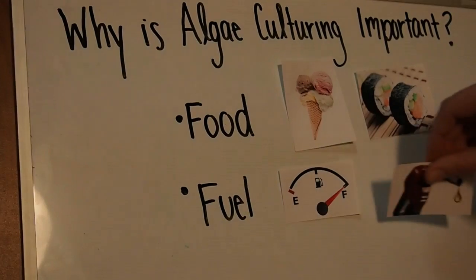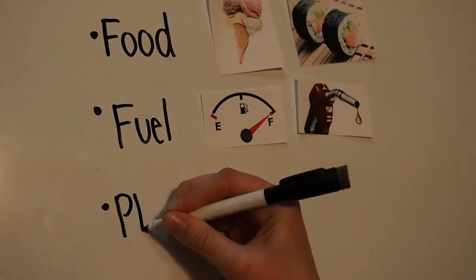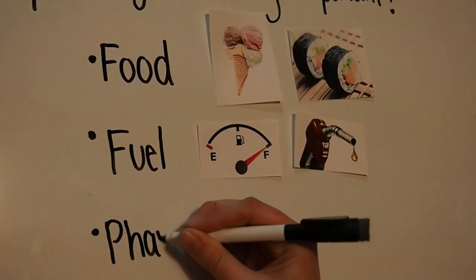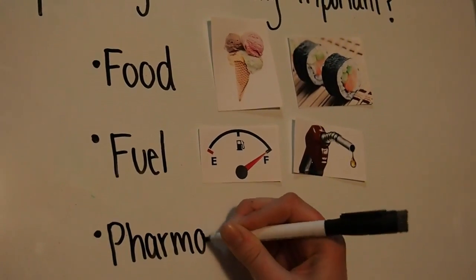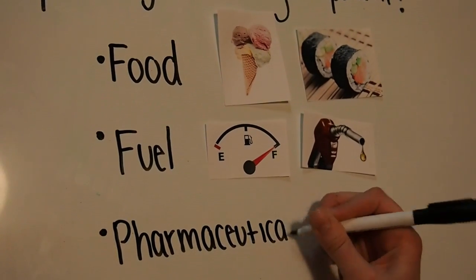Since algae can consume carbon dioxide, it is good for pollution control. Algae can also be used in pharmaceuticals, since it has antibacterial, antifungal, and anti-inflammatory properties. Currently, it is being used to treat diseases caused by protozoans, which are microscopic organisms.